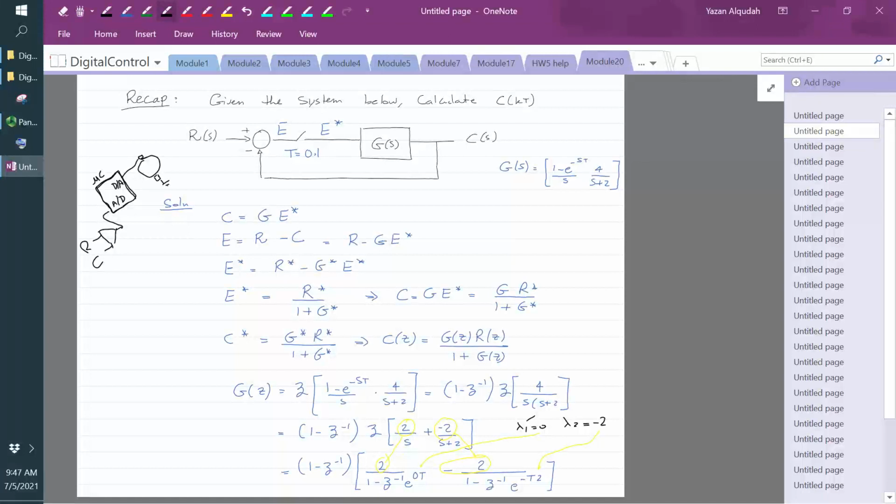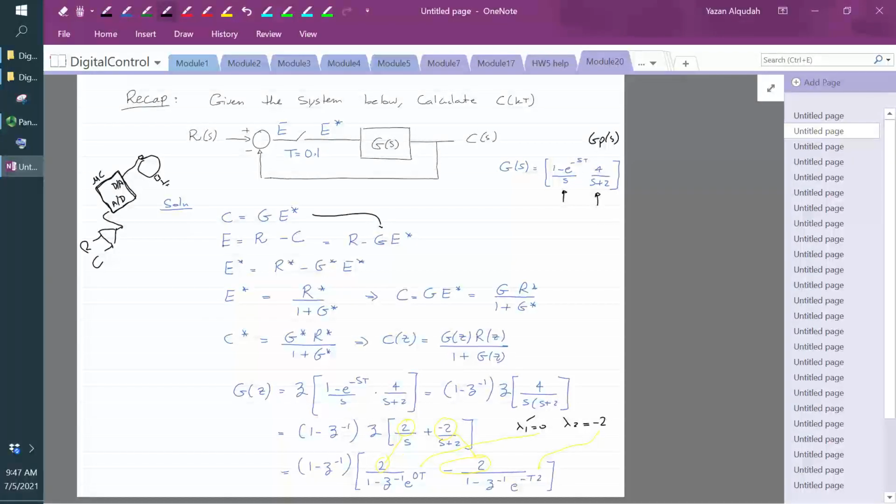So therefore, this G of S here contains the zero order hold and the transfer function of the system, what we've been calling GP of S. Okay, so to get the transfer function, we know that C is equal to G multiplied by E star. E is equal to R minus C, and C is equal to G multiplied by E star from here.